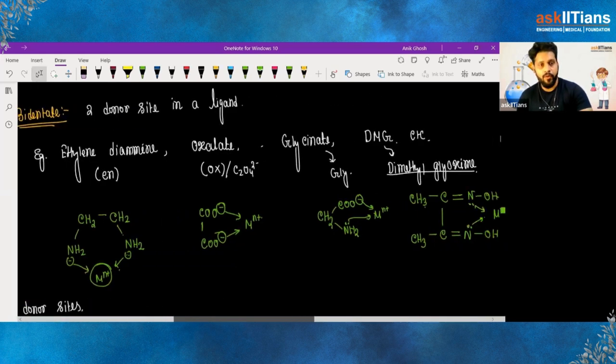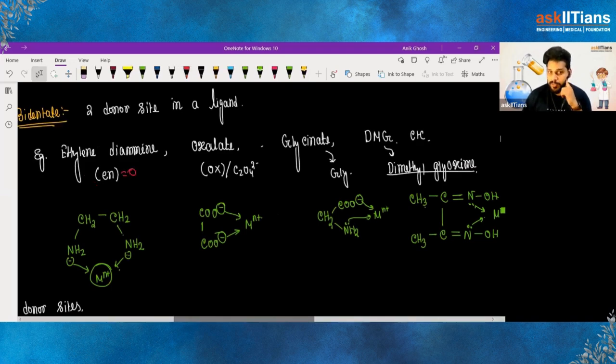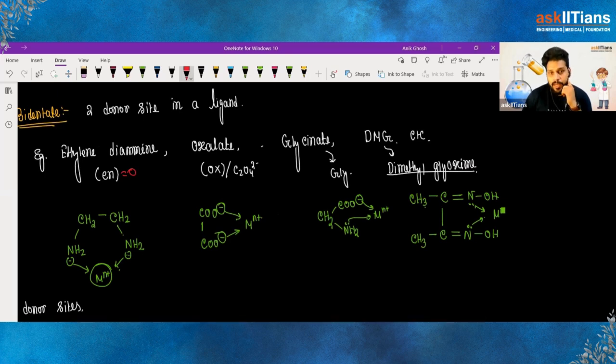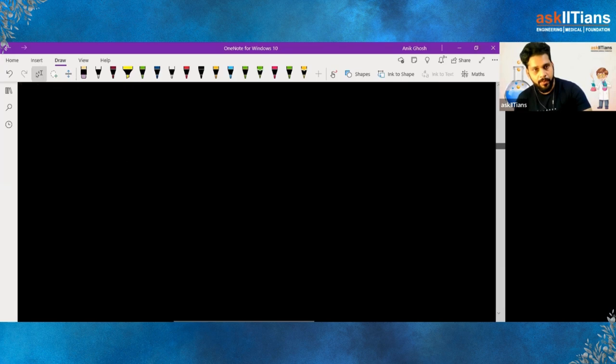In this compound, I want you to look at their charges. Ethylene diamine is chargeless. It has no charges. It's a neutral ligand. When you look at the oxalate, I have already shown you guys, it has a -2 charge. For glycinate, what is the total charge, guys? The total charge is -1. Do you see that? Only O minus. For dimethyl glyoxime also, the total charge is 0. Okay, this is one thing I want you to do. Okay, coming back to the questions.